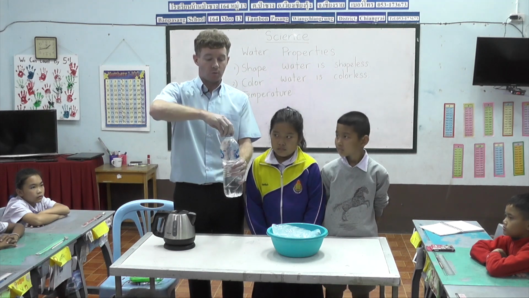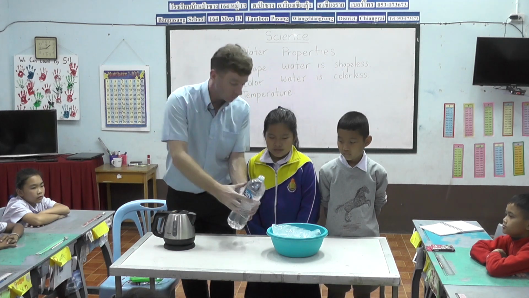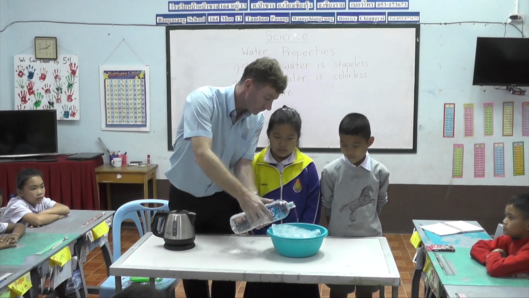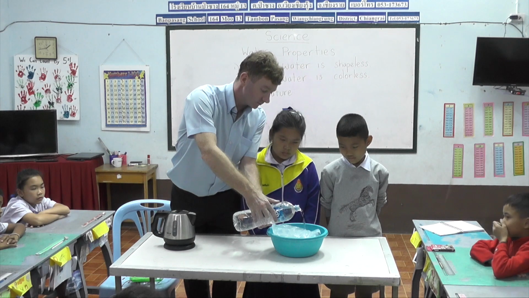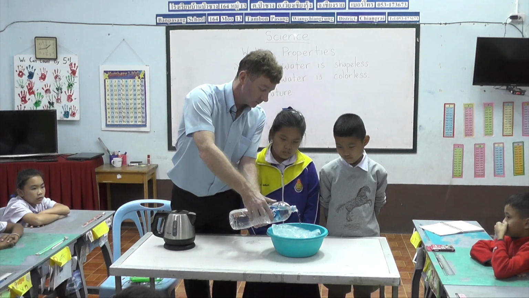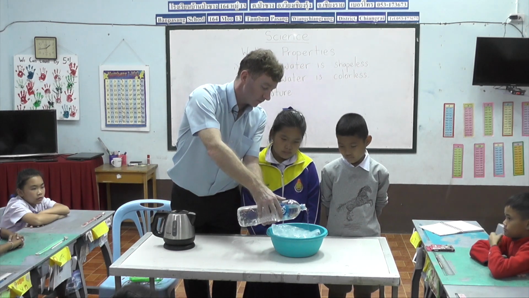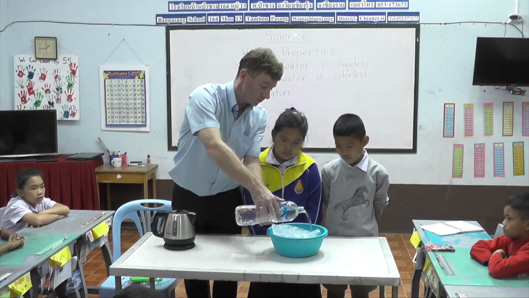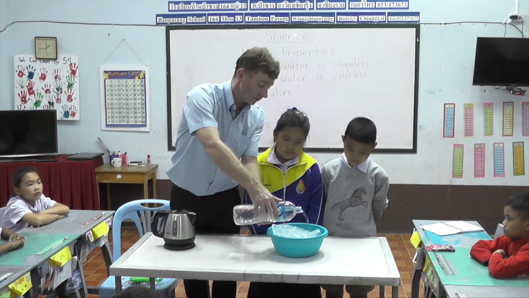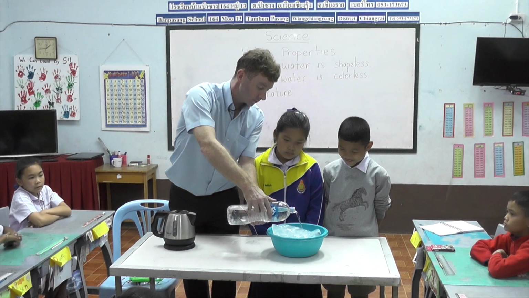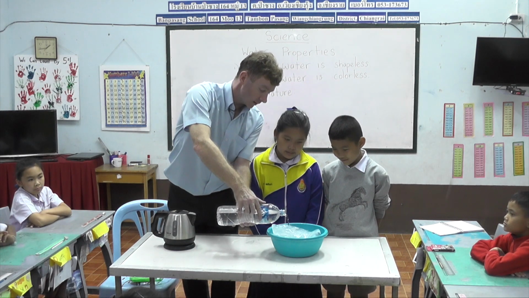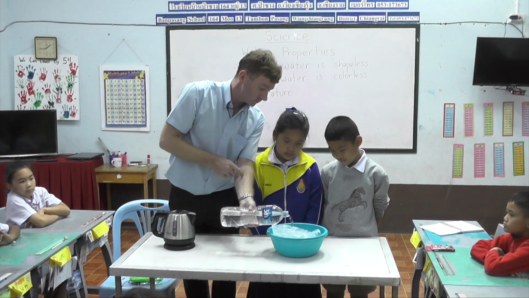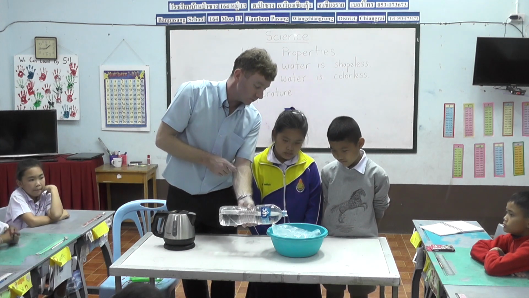So here we go. Now you'll see, as I pour the water, that it will start affecting the ice. Because the water is a warmer temperature, the ice begins to melt more quickly. You can see the ice becoming smaller. And can you see it becoming more clear? Yes. You can start to see through the ice.